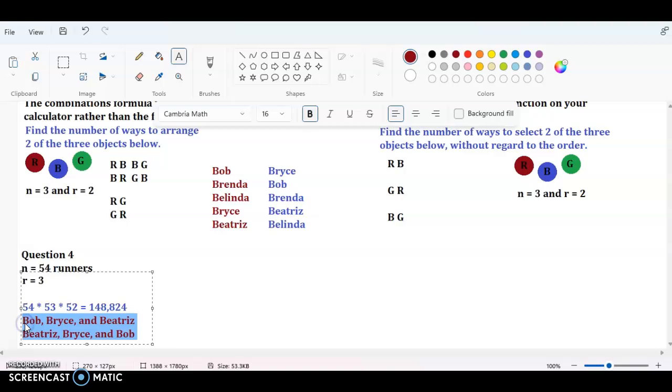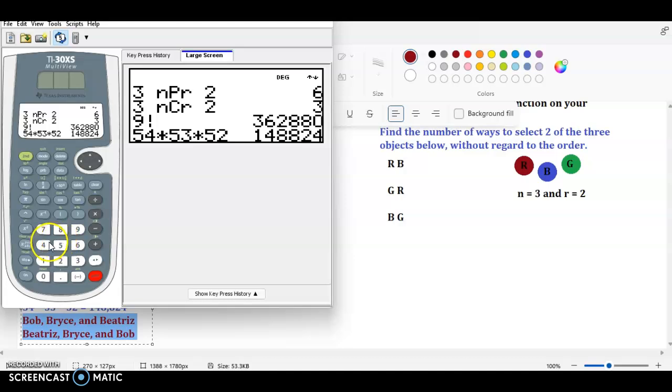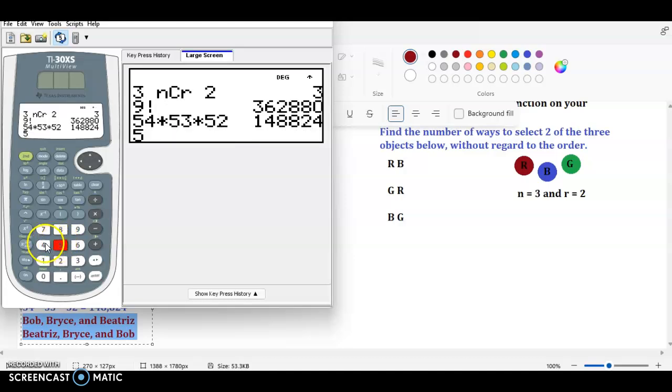In other words, you can quickly figure out that the order in which the runners come in first, second, and third place matters. So you can quickly figure out that this is a permutations problem. So you can use the permutations function on your calculator to solve the question. With n being 54 and r being equal to 3, using the permutations function, we get the exact same answer.